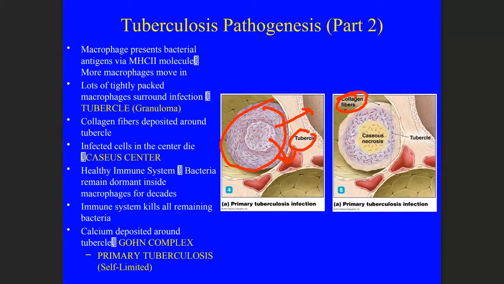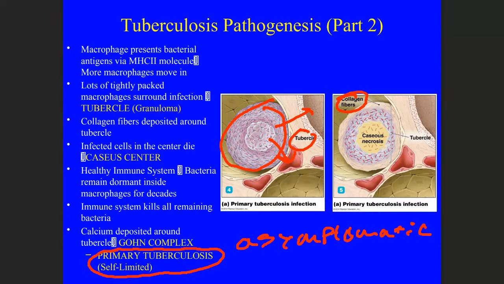And when this happens, again, if you have a healthy immune system and you were exposed to this bacteria, this is what you would want to happen. It is tuberculosis, but this is a type of tuberculosis that we call primary tuberculosis. It's a self-limiting disease. These people that have primary tuberculosis, even though they are infected, are asymptomatic.